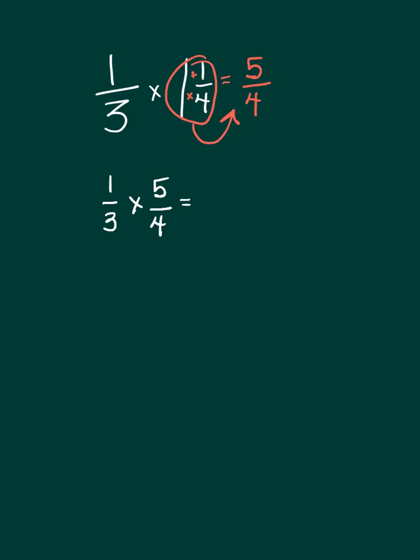5/4. Now we just simply multiply across. So 1 times 5 is 5, and 3 times 4 is 12. We look to see if we can divide a number into 5 and into 12. Usually we start with 2 and then go to 3. I know I can't divide anything into 5 that I can divide into 12. So this 5/12 is my answer.